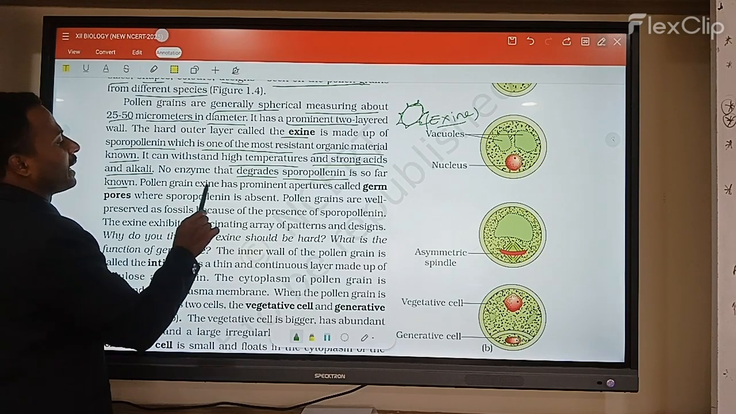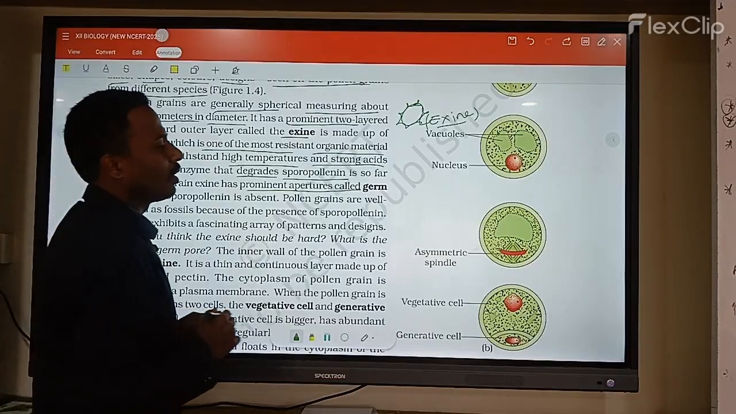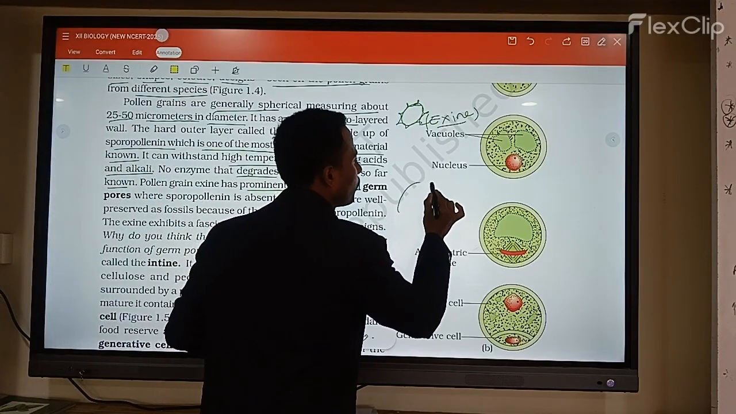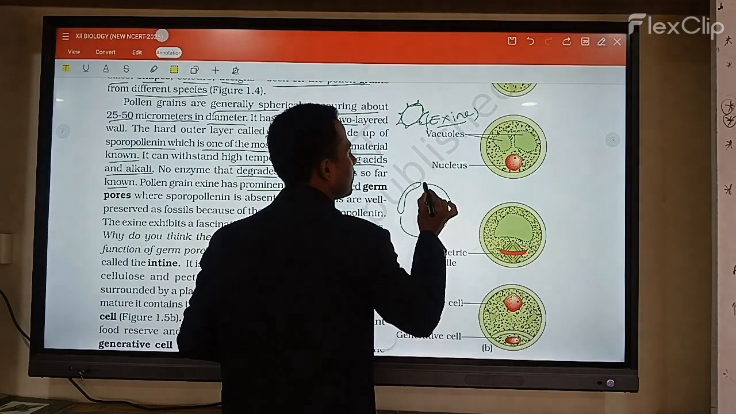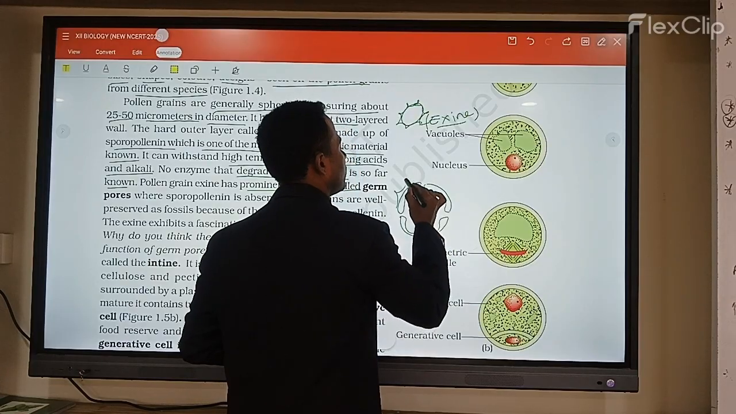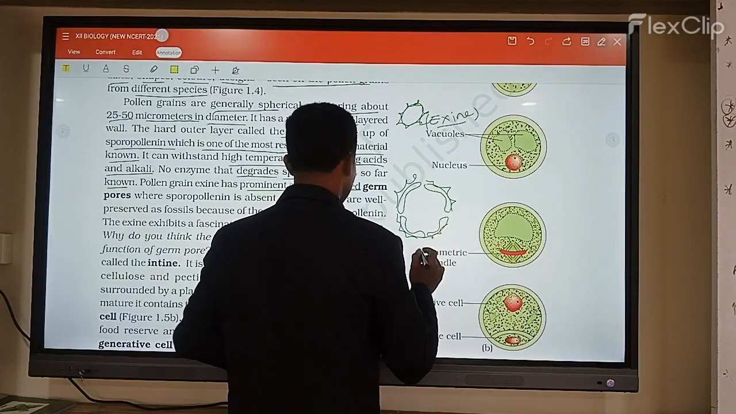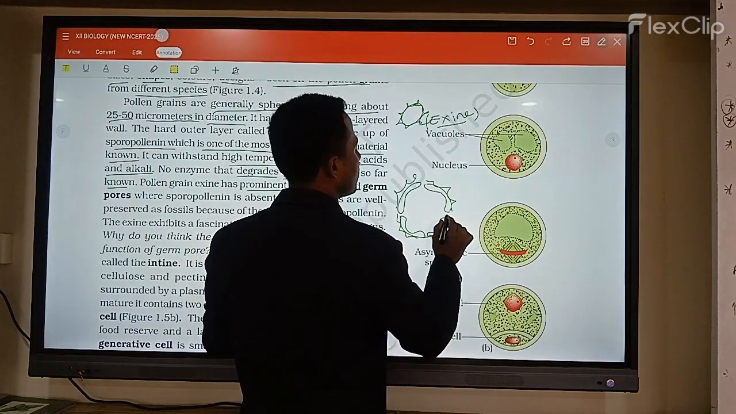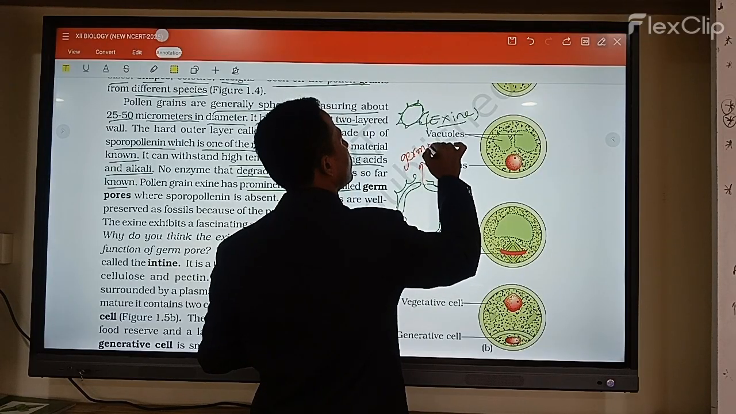Next, the pollen grains have prominent apertures called germ pores. When you observe a particular pollen grain, you see small pores present. These pores are called what? Germ pores. For example, see here, I draw that pollen grain. In this pollen grain, small pores are noticed, and these pores are called germ pores.